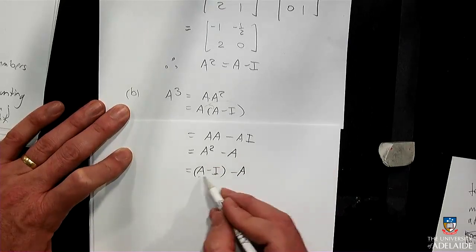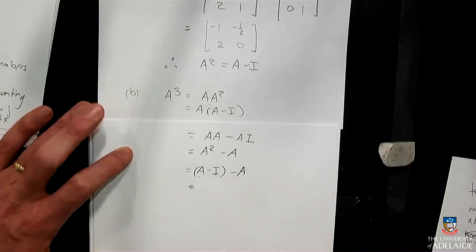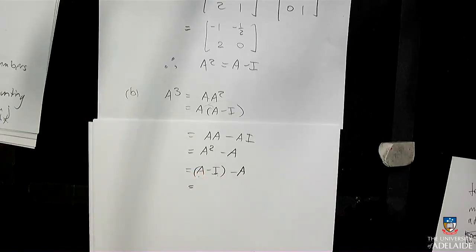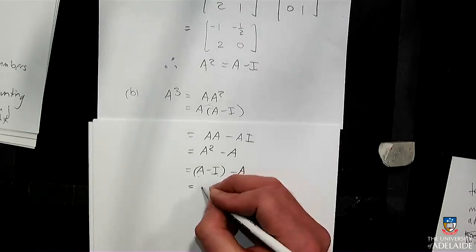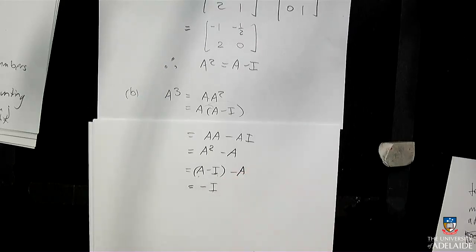And look, A minus I minus A, well, I know that I can do subtraction in whatever order I want. And so A minus A is 0, the 0 matrix. And I know that the 0 matrix doesn't make a difference to addition or subtraction, and so I'm going to get minus I. So this is me using matrix algebra, and I don't have to actually multiply any matrices. I can just use the algebra to tell me what it is. So A cubed is minus I. I actually have an actual answer for A cubed without having to do any matrix multiplication.